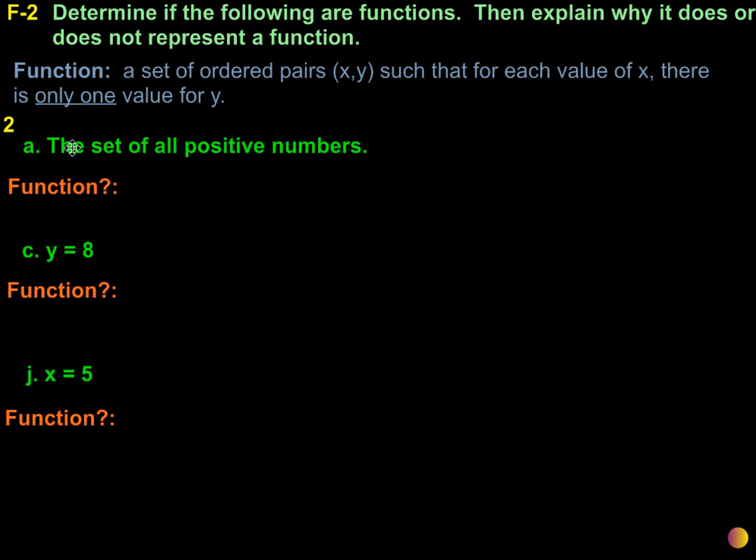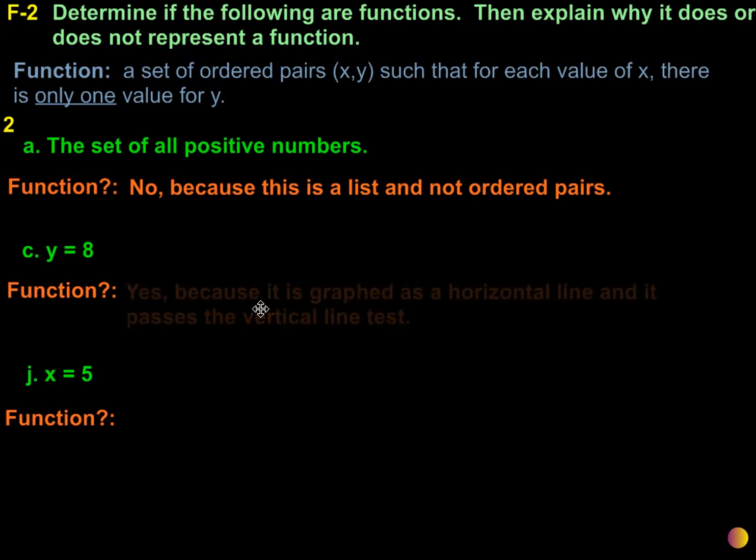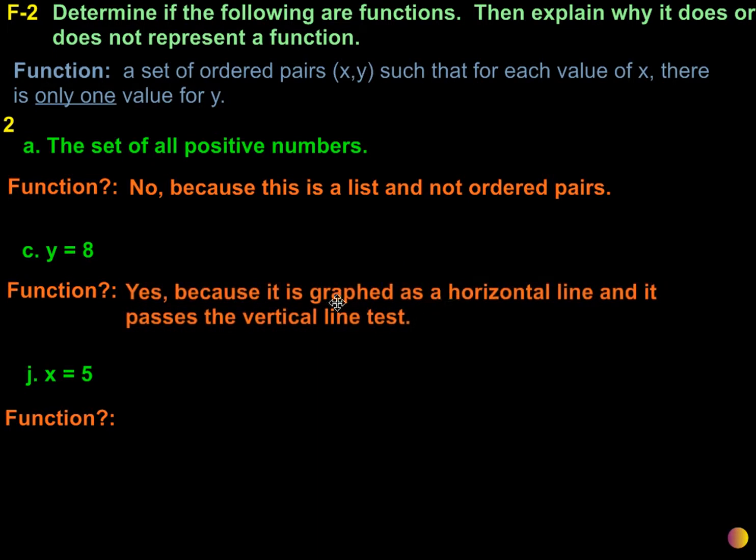So, does the set of all positive numbers fit that definition? It doesn't, because we have to have ordered pairs. So no, because it's a list and it's not ordered pairs. What about y equals 8? Well, if I graph that out, that should create a horizontal line. And if I use the line test on a horizontal line, it passes the vertical line test, because I'm only touching it in one spot at any given time.